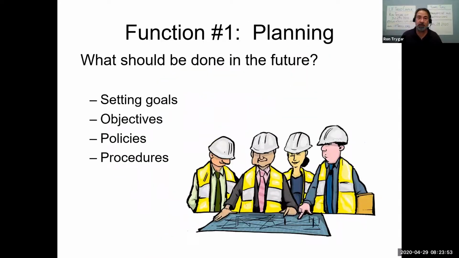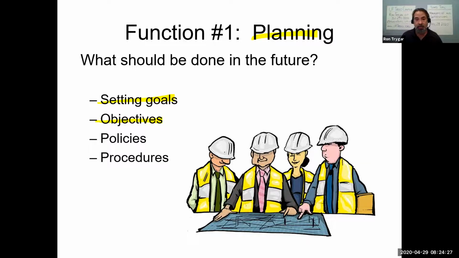All right, so the first one, function number one, planning. What should be done in the future? In planning the assignment of jobs and getting things done, we will set goals. The goals are, hey, we need to get this done, and this is something the citizens are requesting. We need to get clean, safe drinking water into another part of the community, for example. We're going to have some objectives. The objectives help us meet the goals.